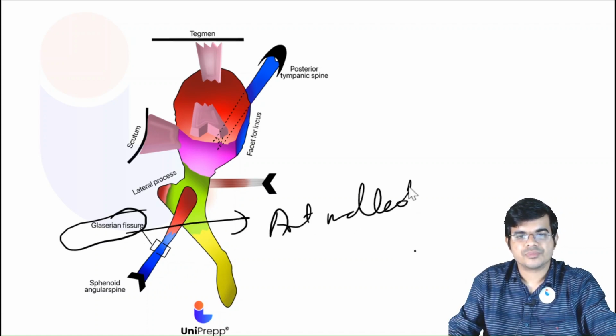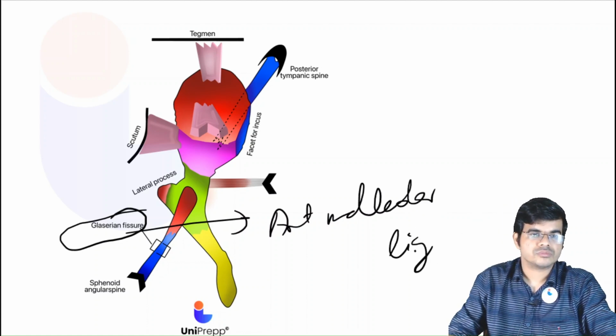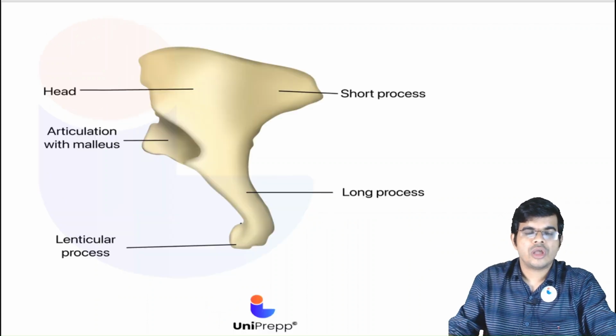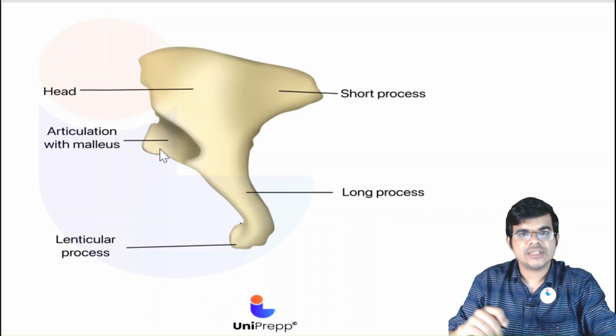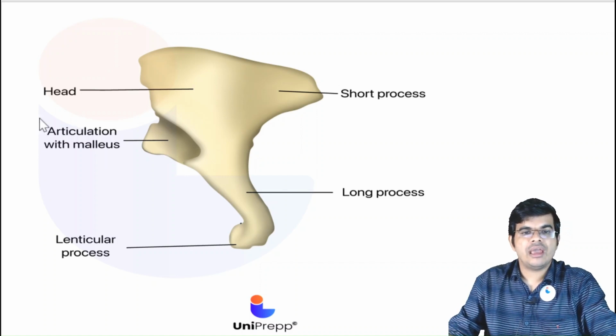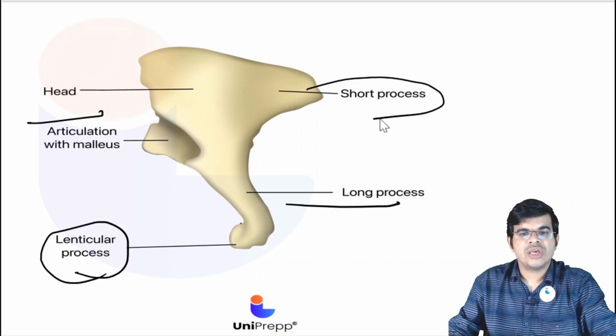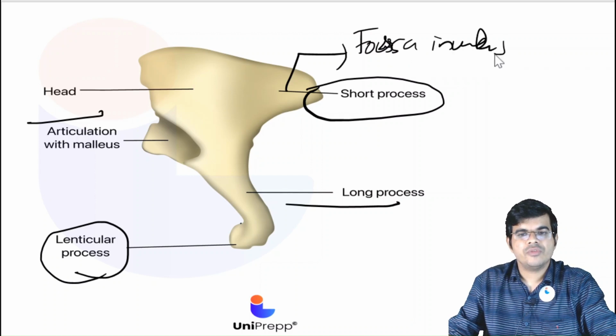Now coming to the anatomy of incus, I already told you incus is shaped like an anvil, and so it got its name incus. Okay, it is a Latin word for anvil, and this incus consists of a head, a long process, a lenticular process, and a short process. And it is this short process which is seen in the area of the fossa incudis, which forms a boundary of the facial recess, right?